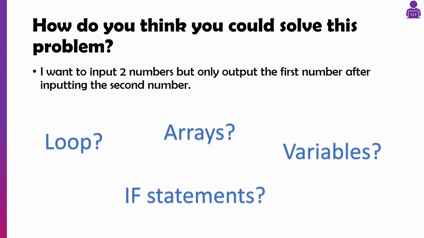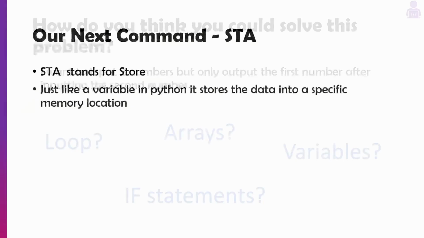So hopefully you've had a little think about that, you paused the video, and we are going to use variables or some implementation of variables. Because if you remember, if we input a number, it will put that number into the accumulator. So if I input two numbers, the only number that is going to be remembered by the computer is the second number, therefore we could not output the first. So that is where loading and saving comes in.